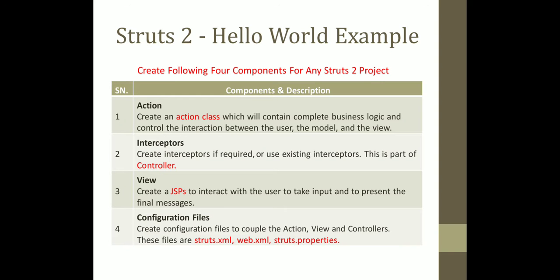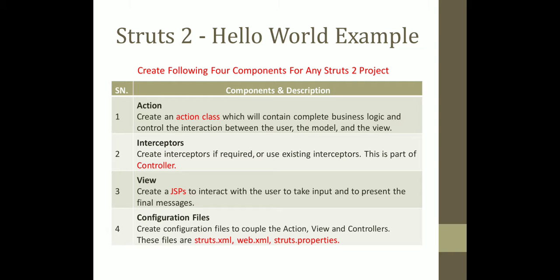Then, for example, how to use Struts2 in coding, that we will see with an example. So here we have created 4 components for any Struts2 project. First is action. It is the component, and its description includes: create an action class which will contain complete business logic and control the interaction between the user, the model and the view. So the first thing we have to do is create the action class.